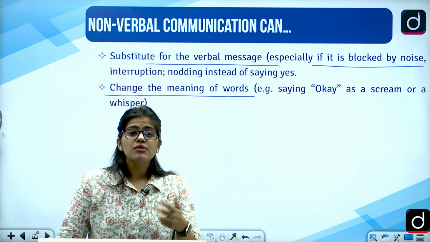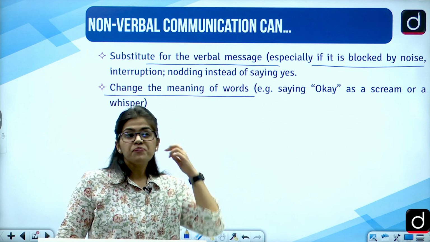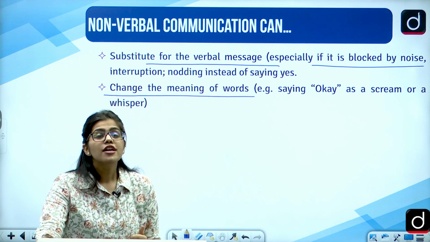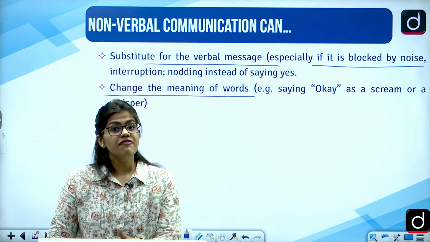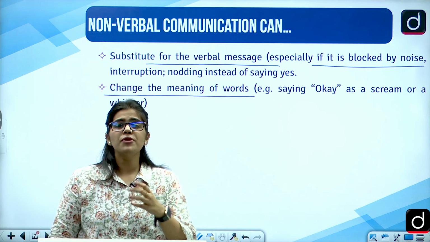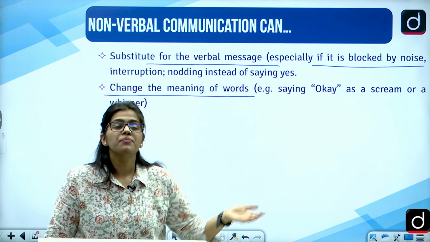Then the person would come to know that this okay that I'm saying is not supporting this, right? So there are two sentences. Okay, I'll come here. Okay, I'll definitely come here, right? So you know that you are putting emphasis on something. So the word okay will also change the meaning, right?